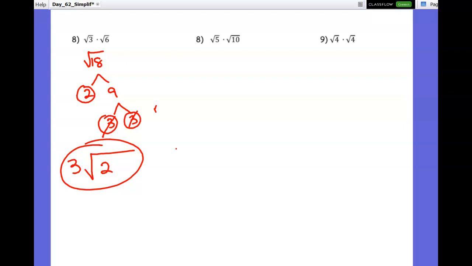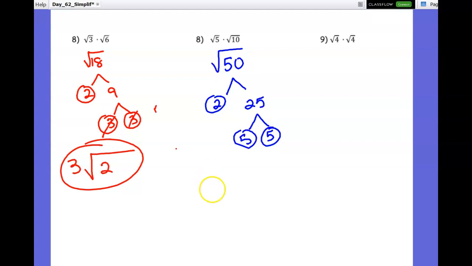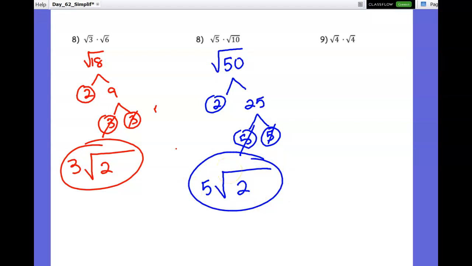Okay. When I do number 8, I get radical 50. And maybe I'll do 2 times 25. 25 is 5 times 5. So in simplest radical form, I look for my pairs. I've got a pair of 5's with the 2 left over. So 5 radical 2. All right, and then number 9, again, get the same number and you're squaring it. So you're going to get square root of 16, which is just going to be 4.